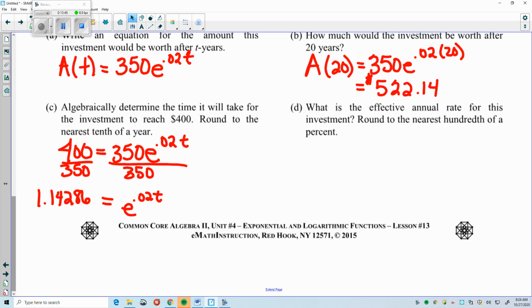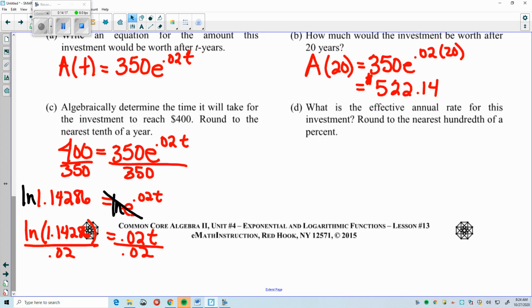And on the left side, we get about 1.14286. Now, in order to solve this, I need to get rid of the e. I have to do the inverse of e. The inverse of e, remember, is your natural log. So what you do to one side, we need to do to the other. And since those are inverses, they would reduce out. On the right-hand side, I have 0.02t. And on the left-hand side, I have the natural log of 1.14286. So in order to solve for t, I'm going to divide through by 0.02. And we're going to see our time, to the nearest tenth of a year, is going to give us about 6.7 years. Okay.